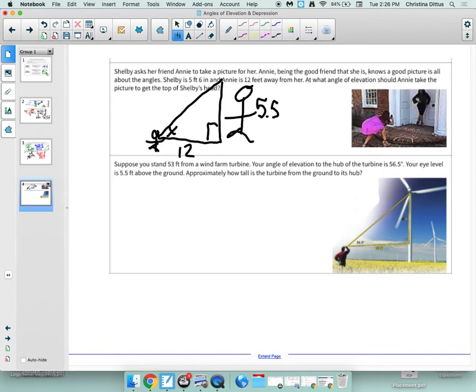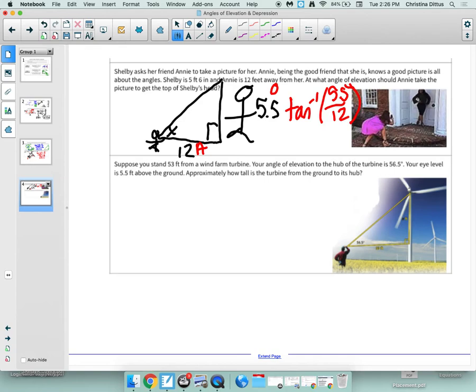Sine, cosine, or tangent? Tangent inverse. Why? Because it's an angle. Yesterday we learned that with angles we have to use the inverse. This is opposite and adjacent, so we use inverse tangent. Which one do I put on top? 5.5 on top, 12 goes on the bottom.